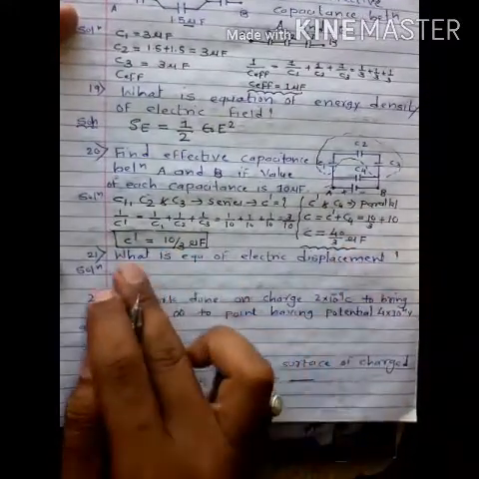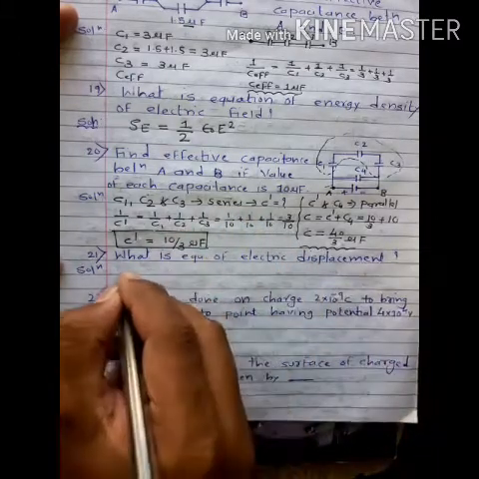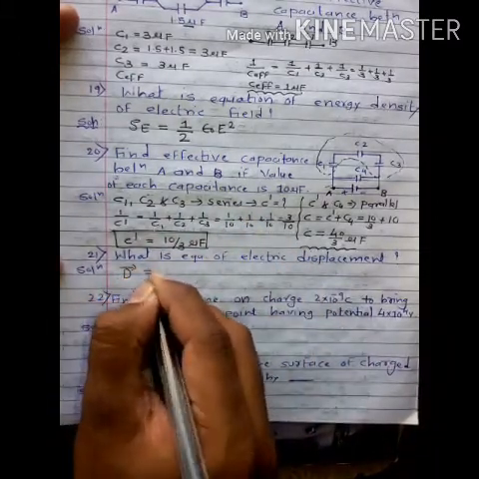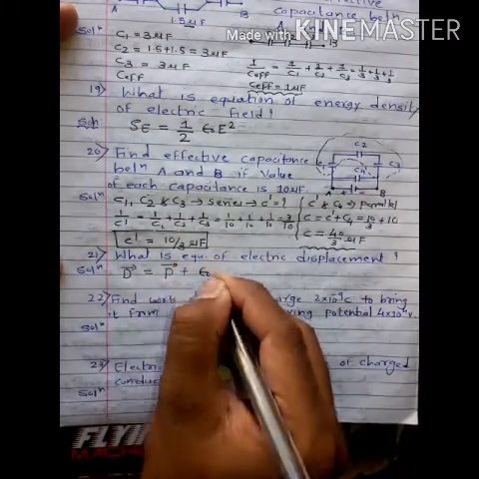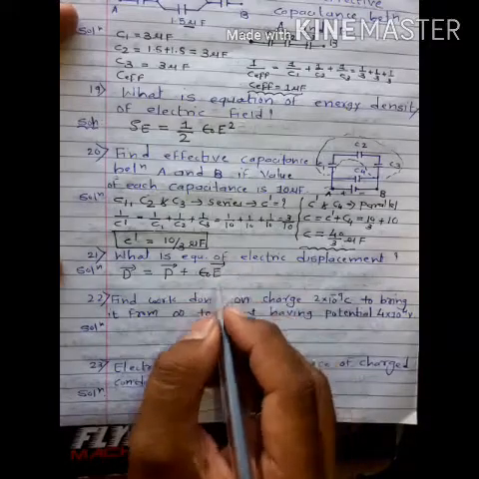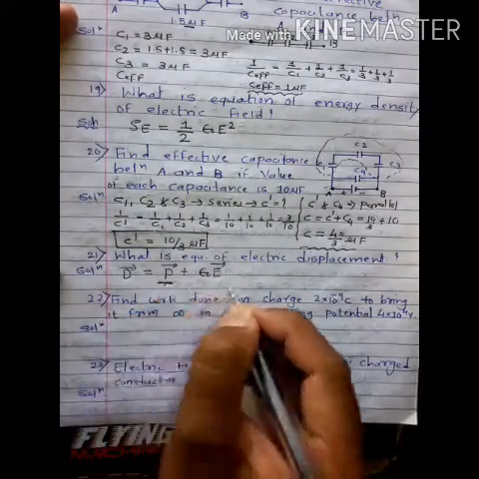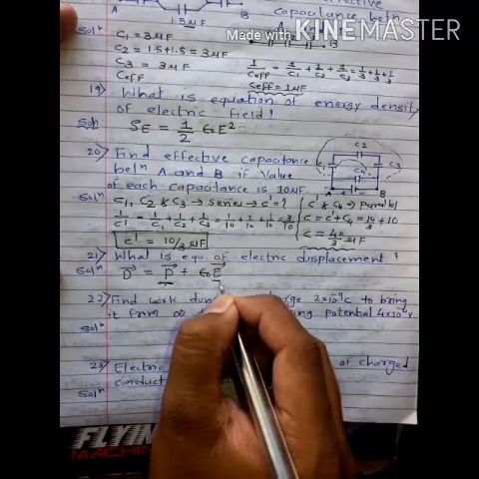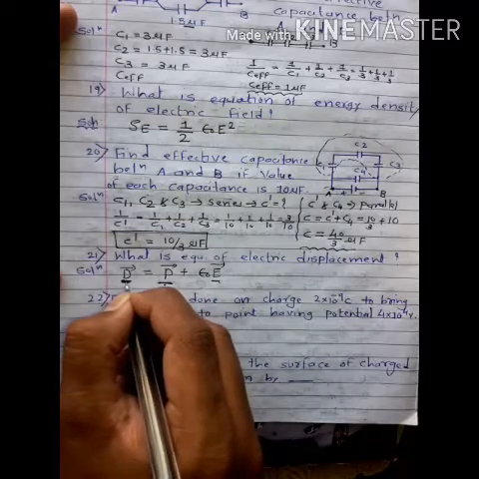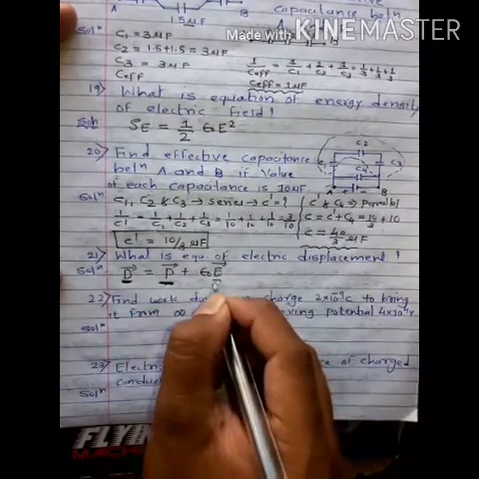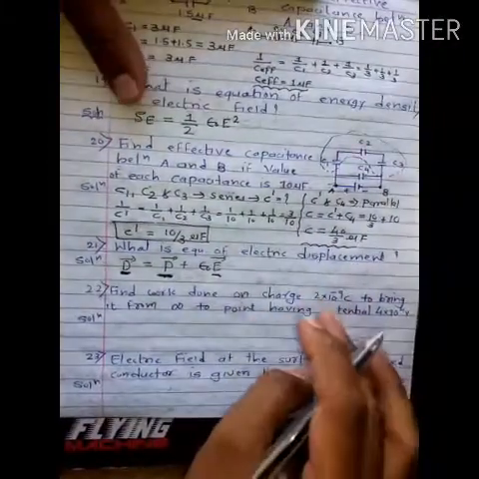Next MCQ. What is the equation of electric displacement? Electric displacement is denoted by vector D and it is given by vector P plus epsilon 0 vector E, where vector P, clear, is known as polarization, and vector E is known as electric field. So the displacement field is because of the polarization field as well as the electric field.